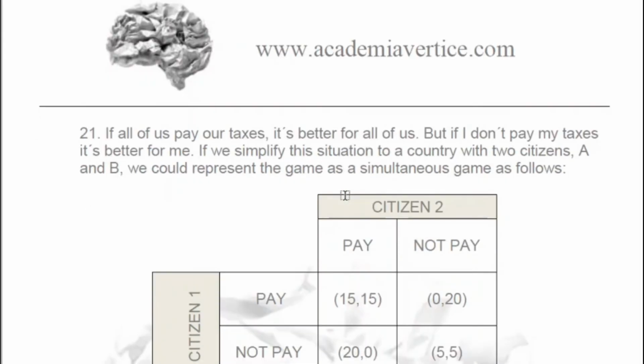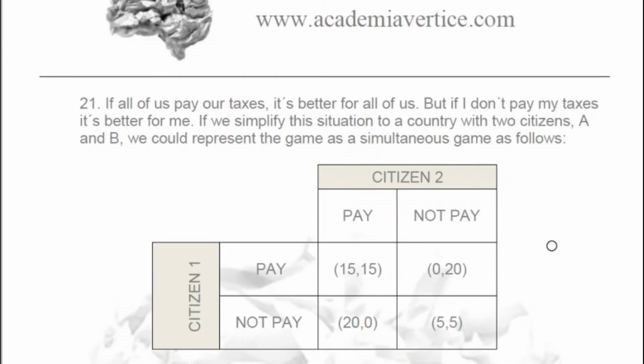Now, this is a beautiful exercise. I hope you like it. If all of us pay our taxes, it's better for all of us. But if I don't pay my taxes, it's better for me. If we simplify this situation to a country with two citizens, A and B, we could represent the game as a simultaneous game as follows.